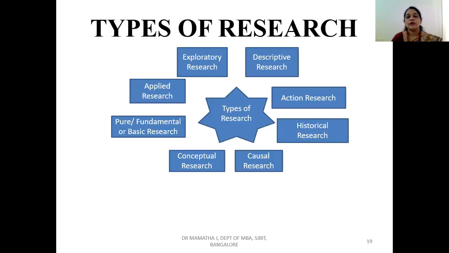As I told you, when you take up a research, it is not only one type of research. There are various types of research.